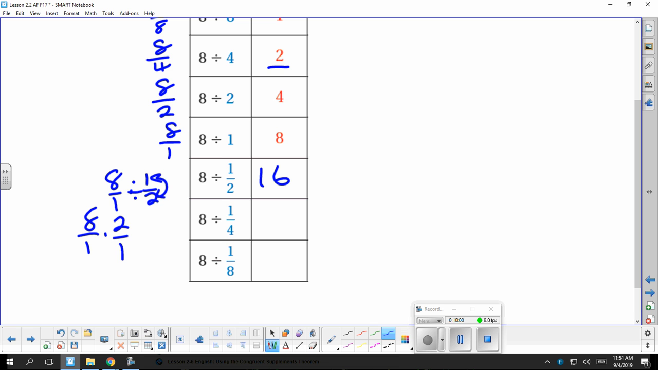As we're cutting this in half, this side is doubling. So we go from 2, 2 times 2 is 4, 4 times 2 is 8, 8 times 2 is 16. 8 divided by 1/4 is 32, and then 8 divided by 1/8 is 64.